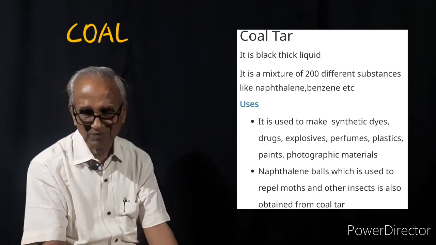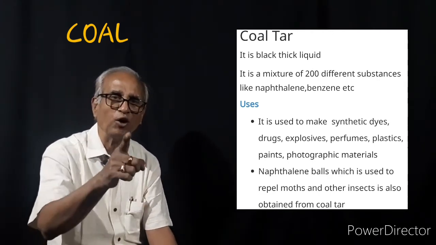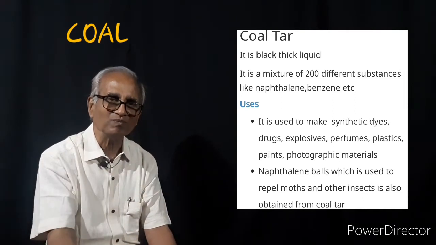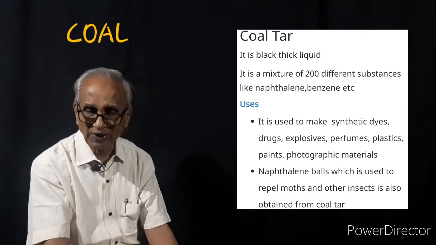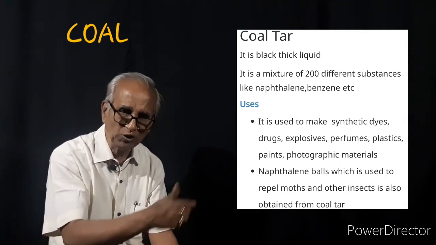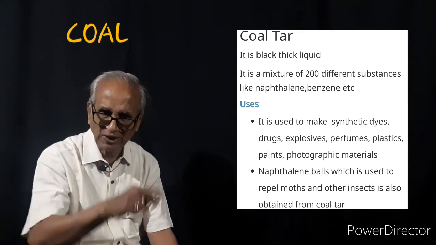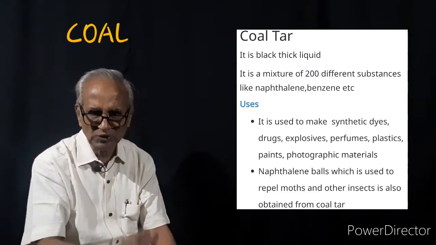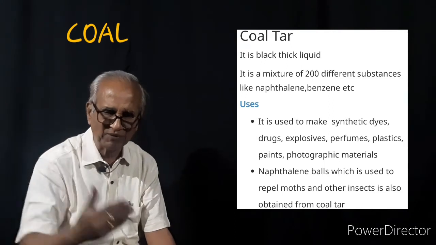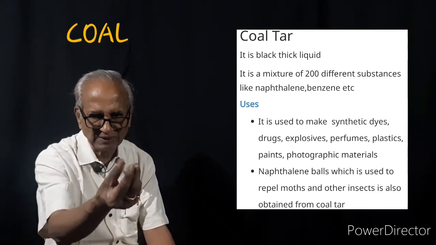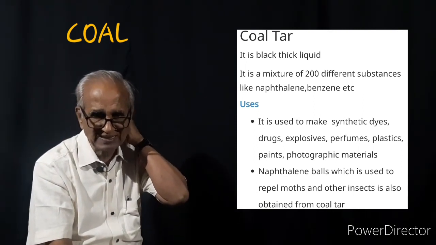Then plastics. Most of the plastics we use in our day-to-day life, they are all derived from coal tar. Paints we get. Photographic materials we get from coal tar. Insect repellents. To drive the insects away, keep them away, you use repellents made from coal tar. Repel means keeping them away. The best example is naphthalene. You have these naphthalene balls which you use to keep the insects away.